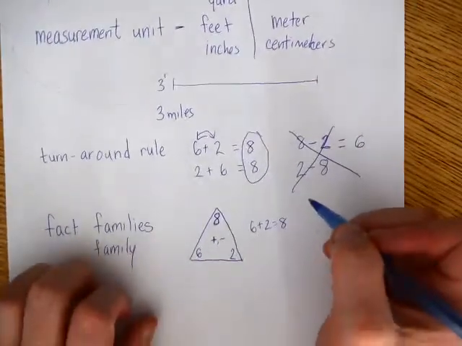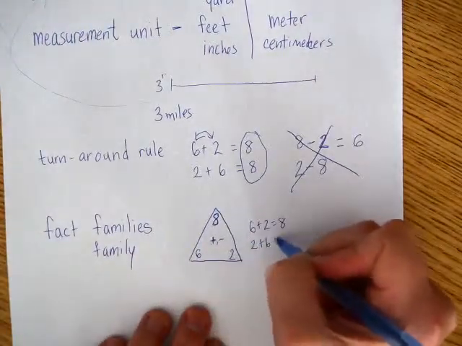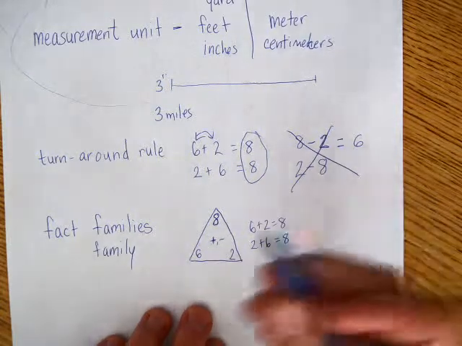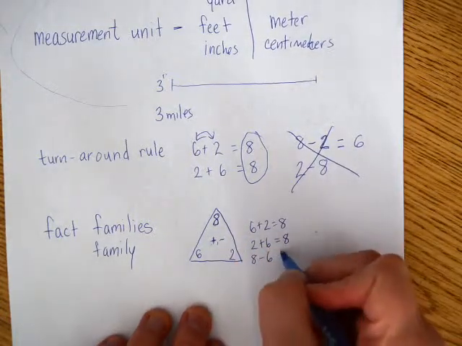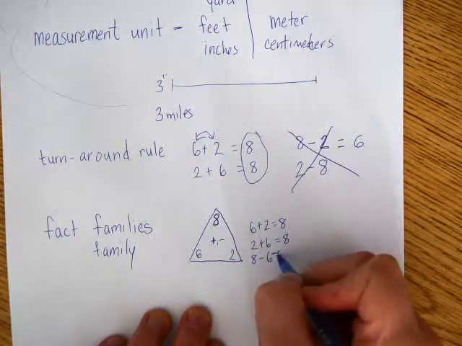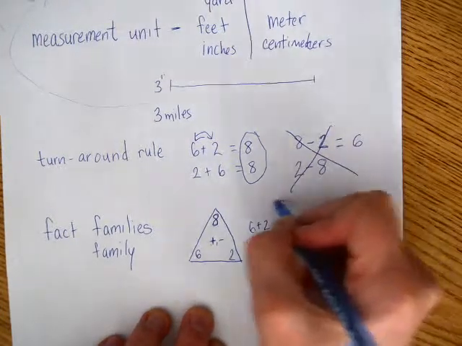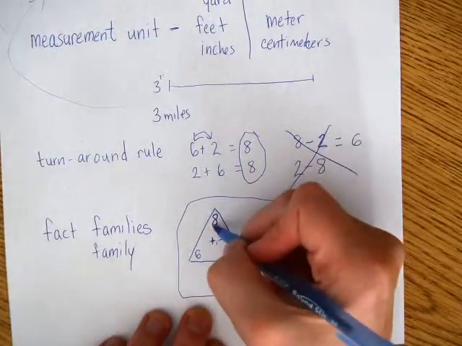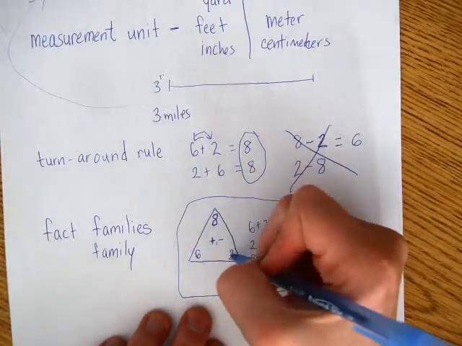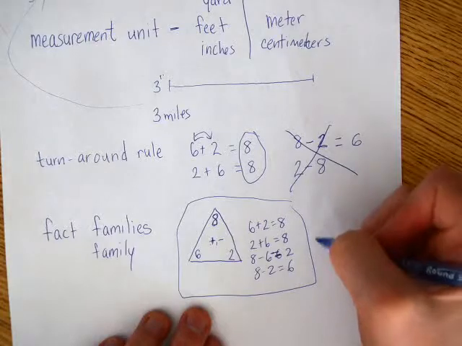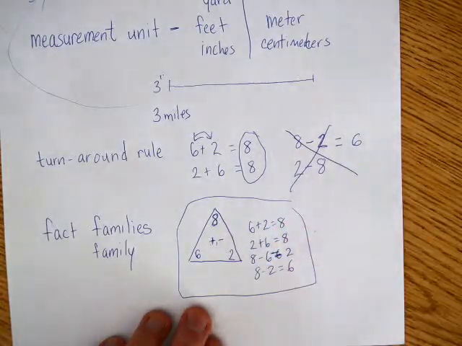Oops, I better get it here so you can see. 2 plus 6 equals 8. And then you can do 8 minus 6 equals 2. And 8 minus 2 equals 6. So this is all a fact family. And so you do this one, 8 minus this, and 8 minus this to get the other one. But it turns out to be a nice fact family.